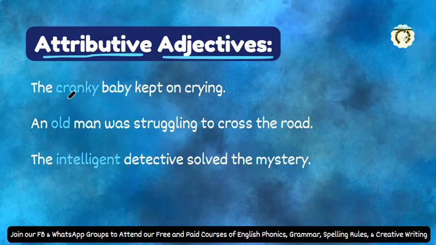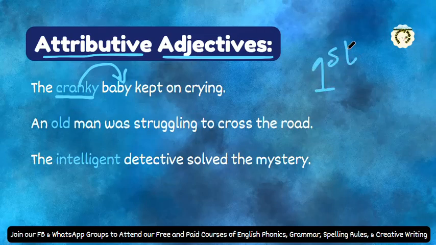If the adjective is just before the noun, the cranky baby, this is attributive adjective. And this is the type that we teach first to our kids, to our students, right? We don't give this name to them, but we should know that we are talking about attributive adjectives. An old man. Man is a noun. Old is giving the information about man. So this is attributive adjective.